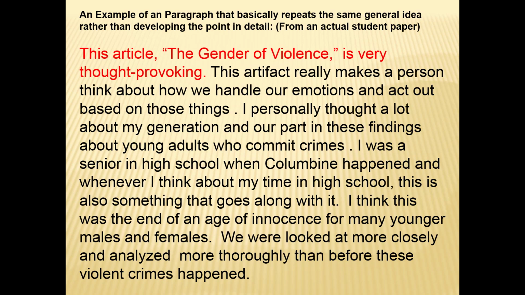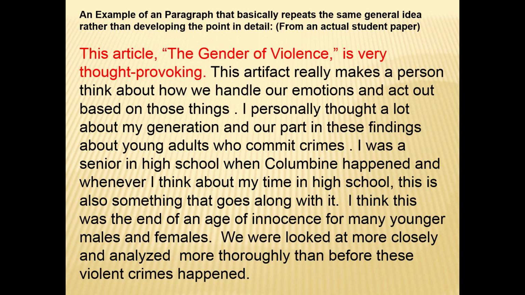Getting back to the development aspect, I was talking about this idea of developing rather than repeating. So here's an example of a paragraph from an actual student paper that I think does that thing. Her topic sentence is, this article, The Gender of Violence, is very thought-provoking. Decent enough topic sentence, so you know what her point here is: that this article she read called The Gender of Violence provoked thought. Okay, let's hear more.